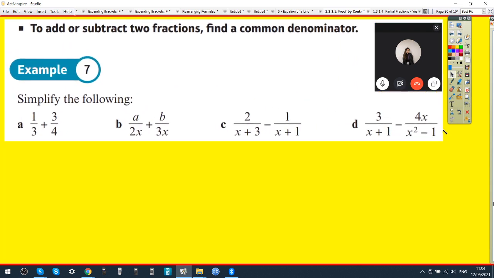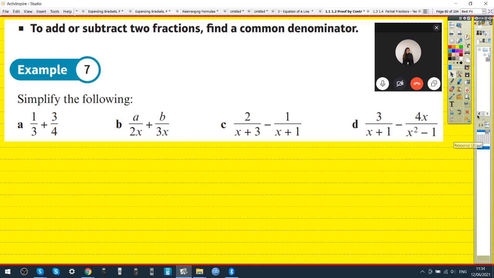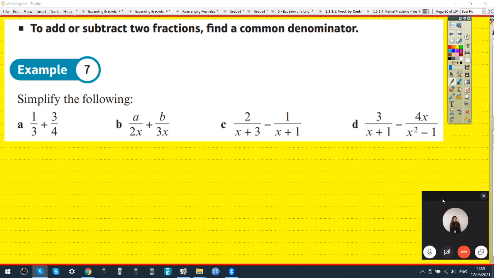Okay, so for the first one, you need to do 3 multiplied by 4 for both, and you get them both over 12, and then you add them. Oh wait, you need to multiply the top as well, don't you? Yeah, so it's 4 over 12 and 9 over 12, and that becomes 13 over 12. Okay, B.